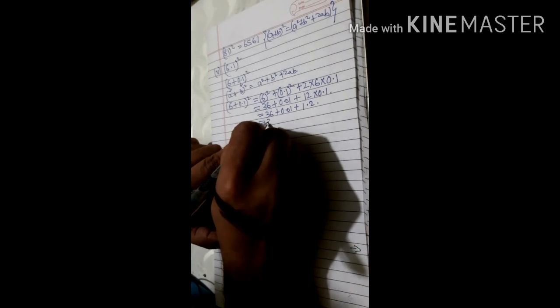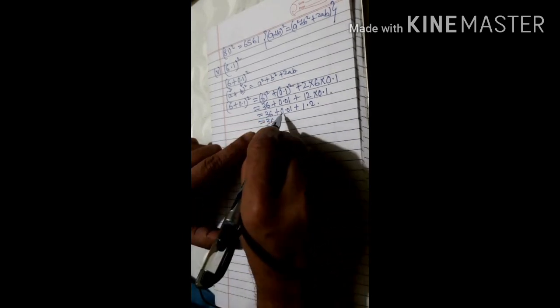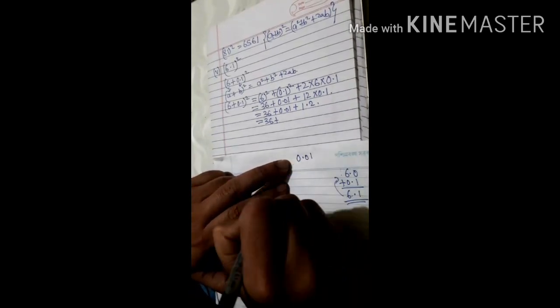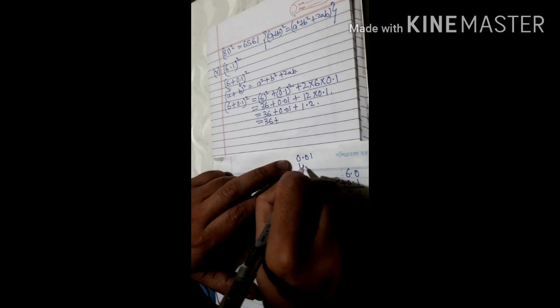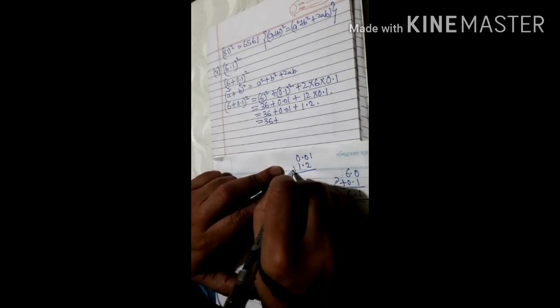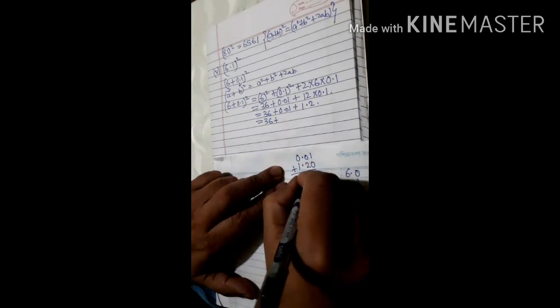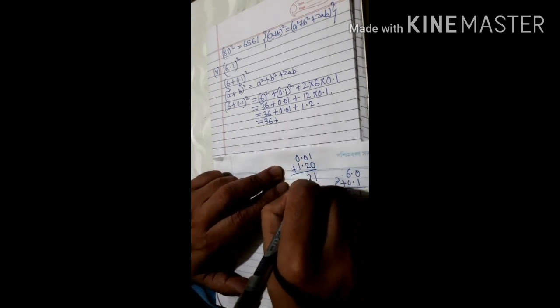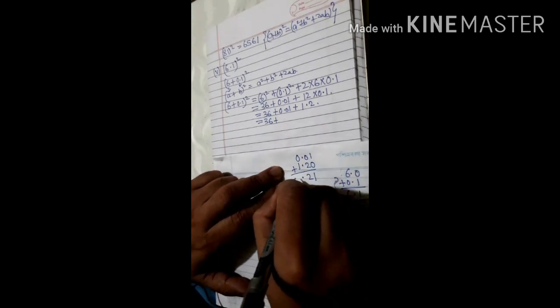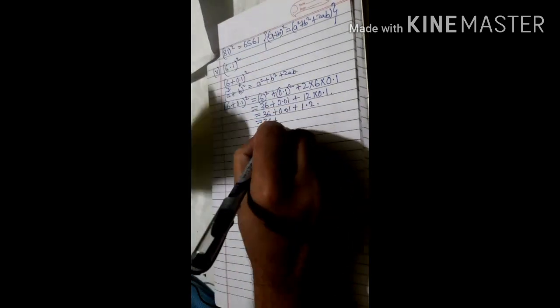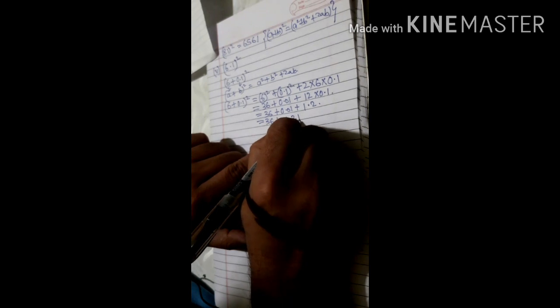Okay, now this is 36 plus, now let us add the decimal parts first. So we need to add 0.01 and then we need to add 1.2. This is a vacant place, so we'll put a 0 here. So 1 plus 0 is 1, 2 plus 0 is 2, decimal point here, and 1 plus 0 is 1. So 1.21. So this gives us 1.21.